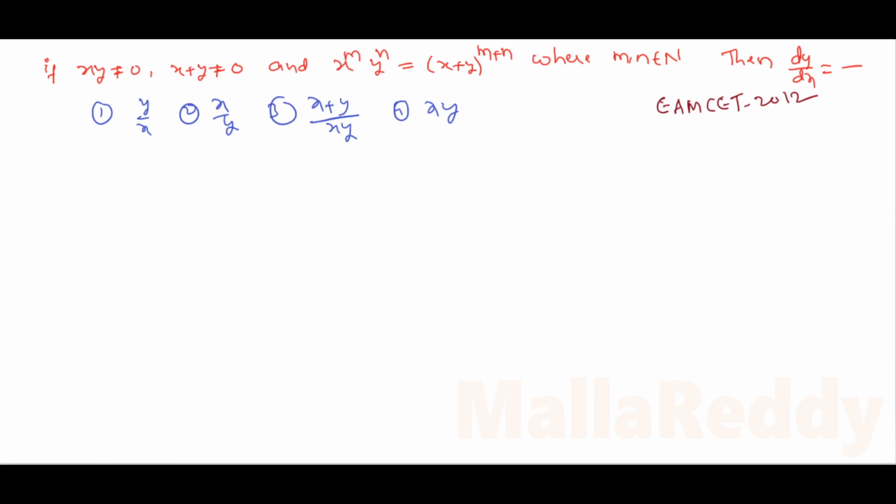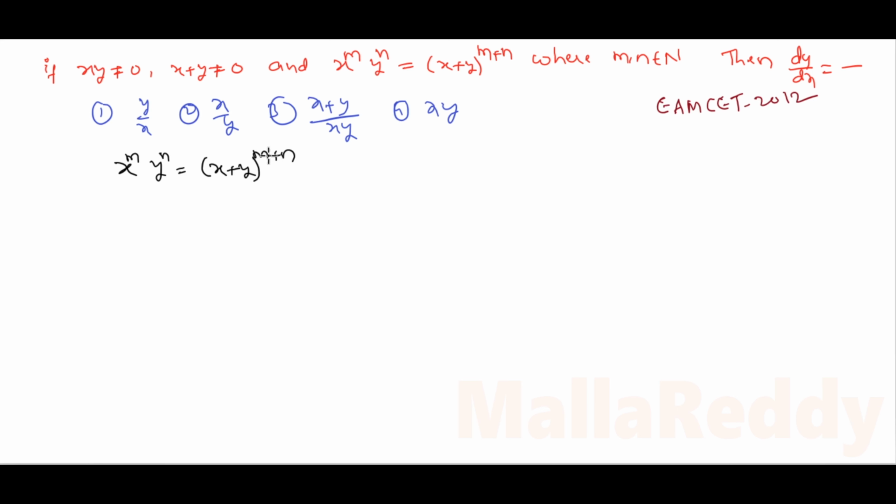If xy is not equal to 0 and x plus y is not equal to 0 and x to the power m, y to the power n is equal to (x plus y) whole to the power of m plus n, where m, n belong to capital N, then dy by dx is equal to dash. So here the relation is given, that is x to the power of m, y to the power of n is equal to (x plus y) whole to the power of m plus n.